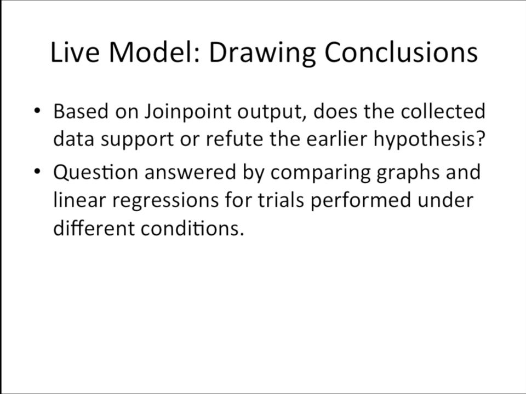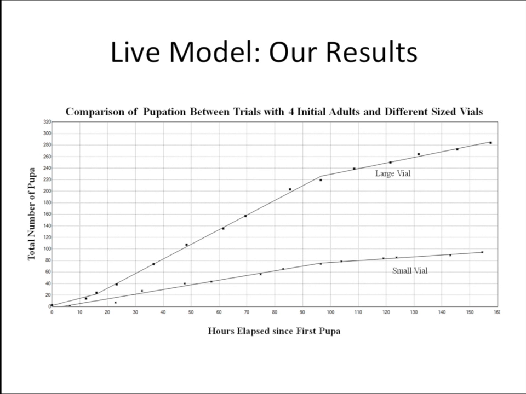Drawing conclusions, you're going to look at the JoinPoint output for the 3 adults in the large vials that you collected in this module, and you're going to compare it to the JoinPoint output from Module 1 with 3 females. Here are our results in the live model. You can see that the small vial with 3 females grew a lot slower than the large vial with 3 females.